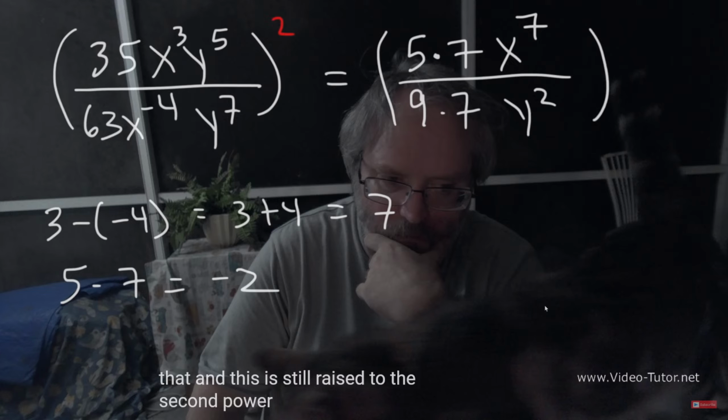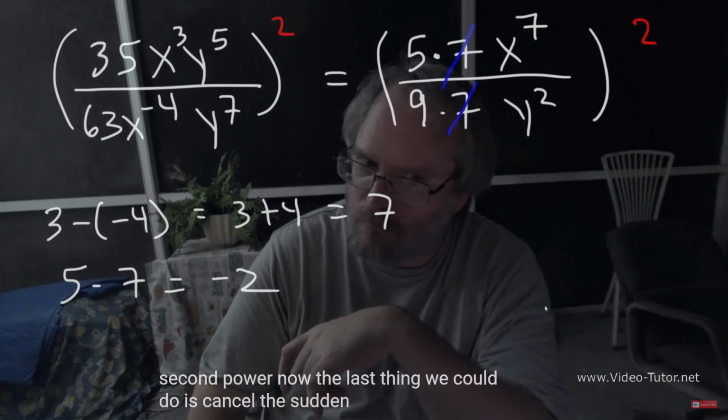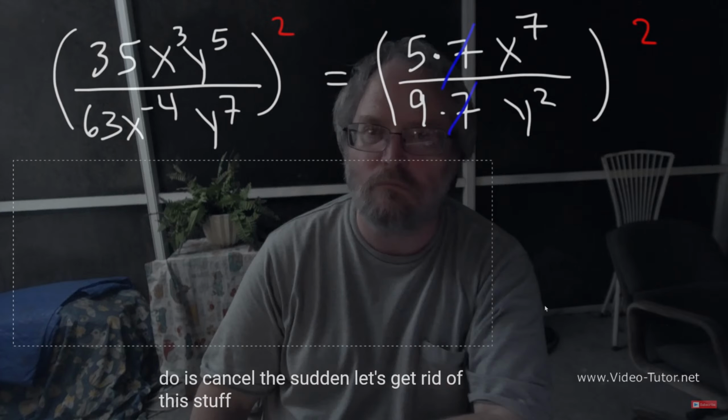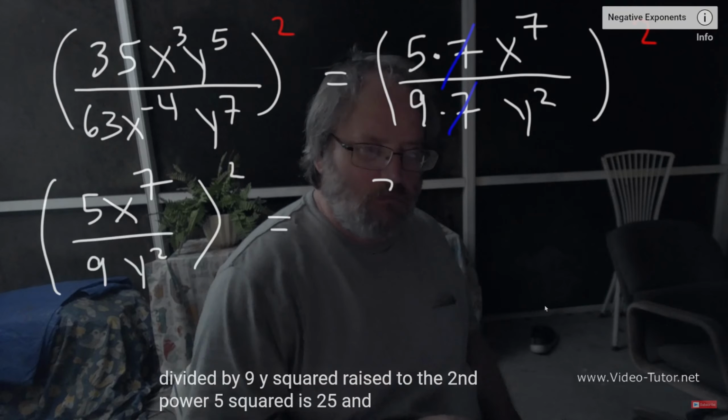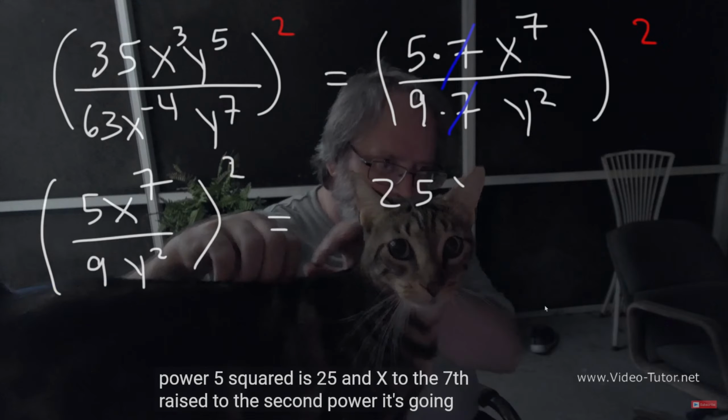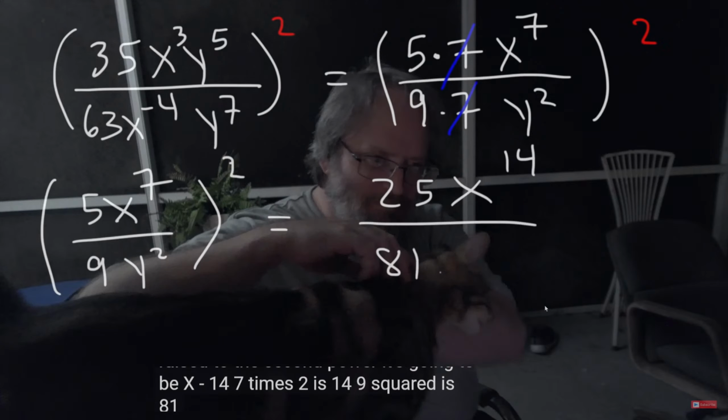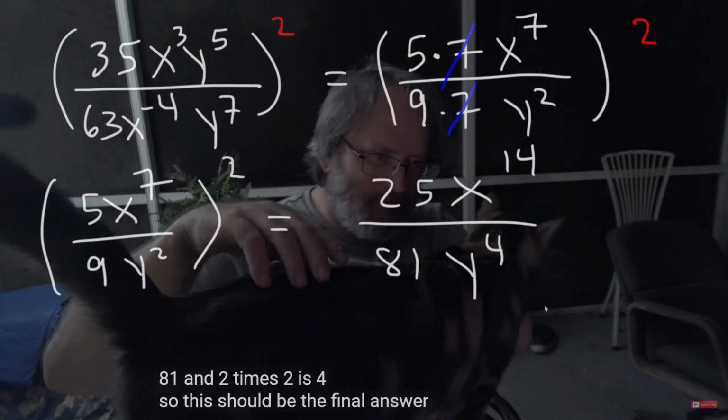Now the last thing we could do is cancel the 7. So we have 5x to the 7th divided by 9 y squared raised to the 2nd power. 5 squared is 25, and x to the 7th raised to the 2nd power is going to be x to the 14. 7 times 2 is 14. 9 squared is 81, and 2 times 2 is 4. So this should be the final answer.